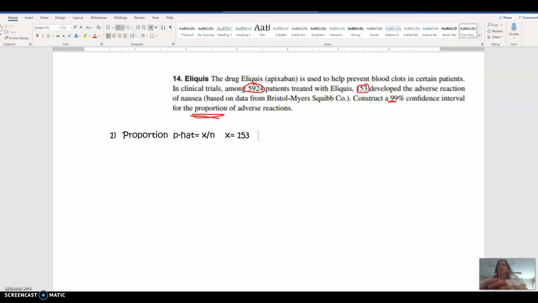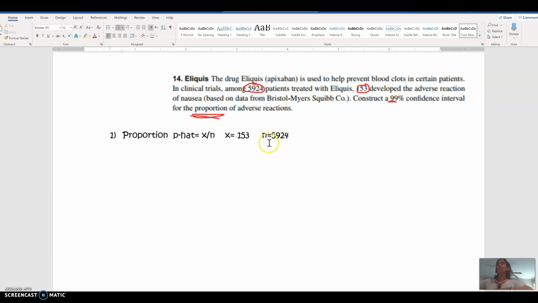So the x here is 153. That's the people who got nausea out of my sample set of 5,924. Remember, in order to apply doing a confidence interval in this way, I either need the data to already be normally distributed, which they didn't mention here, so I can't assume that, or a sample size over 30. 5,924 is a nice big sample, certainly over 30, so we can carry on, and our confidence interval would be trustworthy and meaningful.